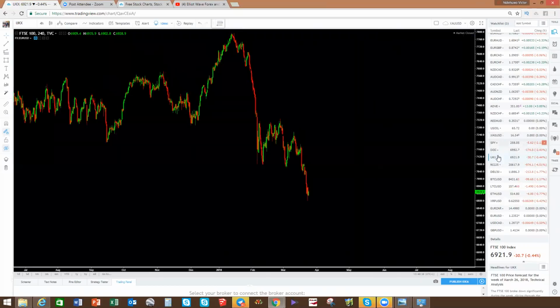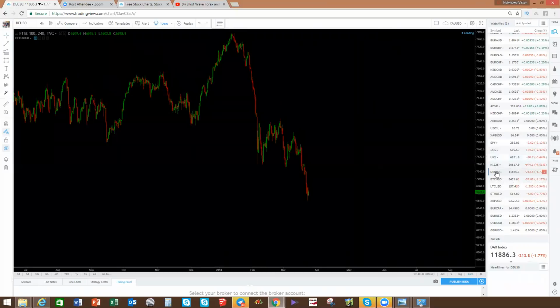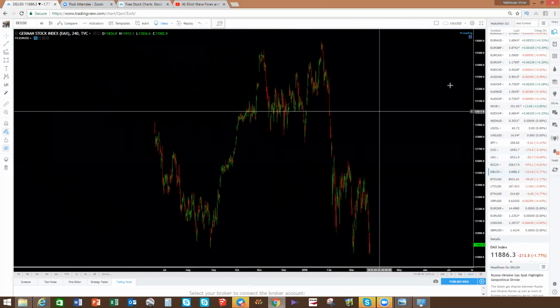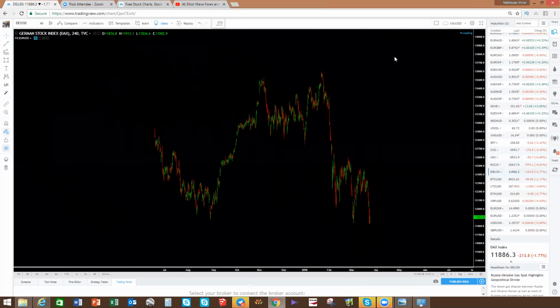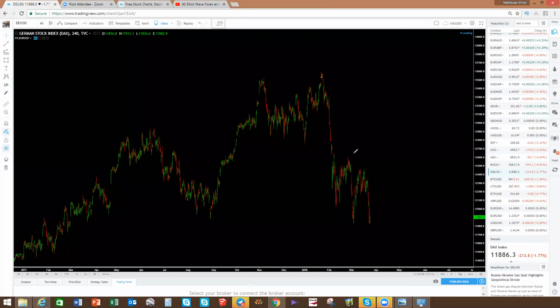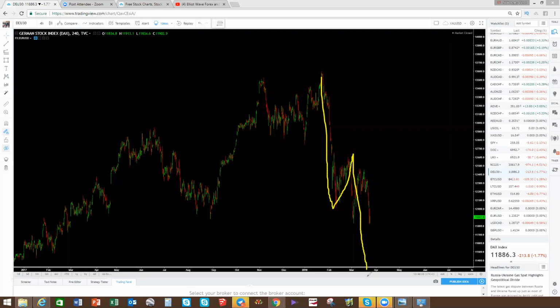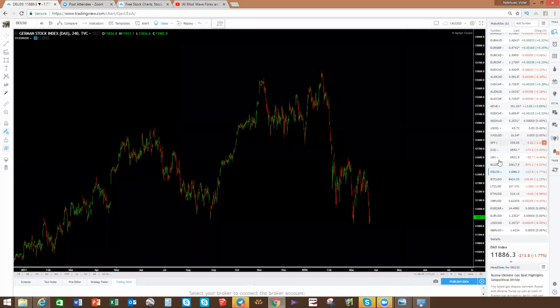Okay, where's my Nifty? I can't find my Nifty. Nikkei, DAX. Similar. Impulsive move down. Correction. You're waiting for the move down like that, similar to that. Then we'll update it as it goes. So that is the DAX. Let me just type in Nifty there.